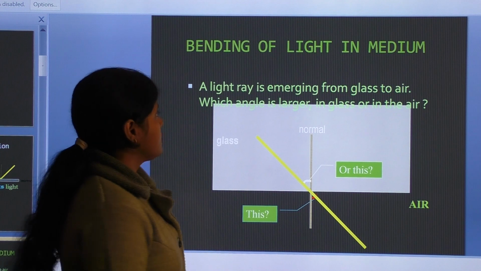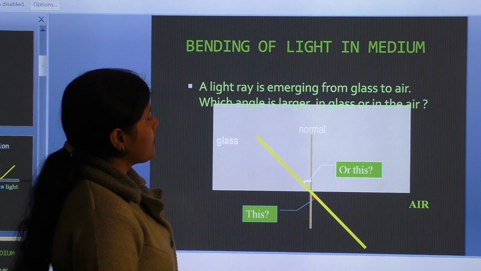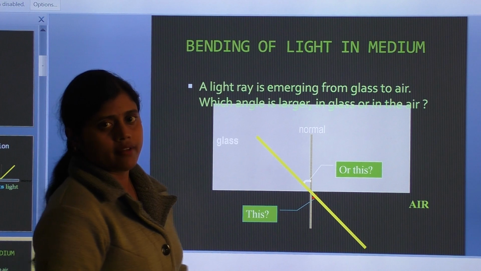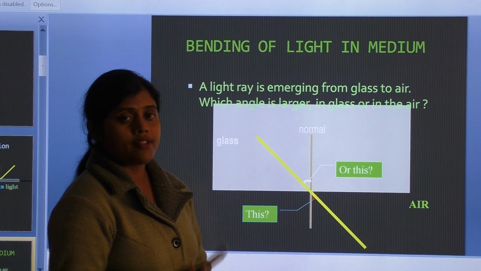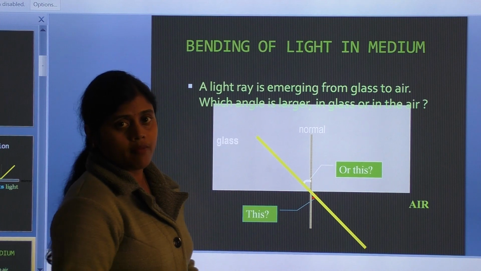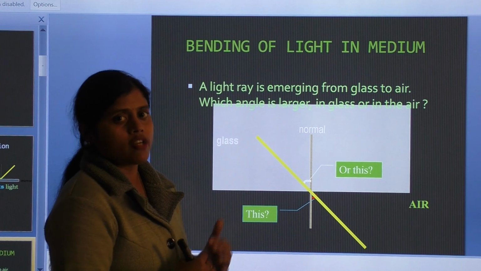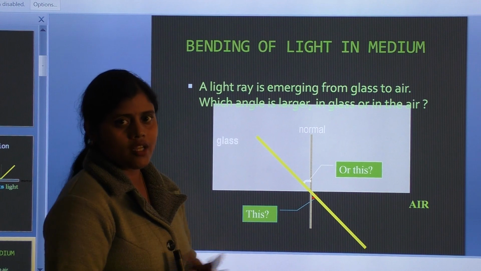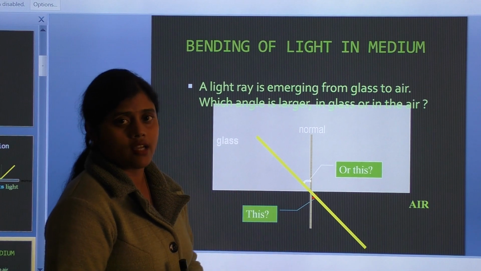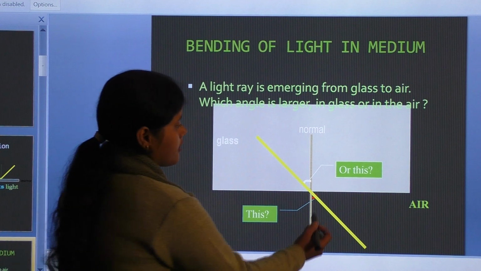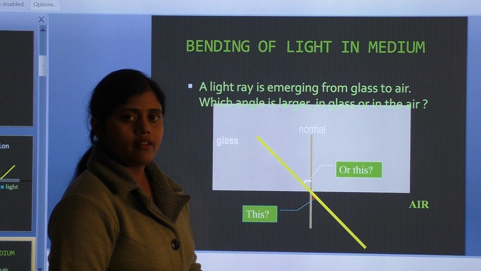I want to ask you a question. A light ray is emerging from glass to air. Which angle is larger, in glass or in the air? Just now we saw that in refraction, while light is traveling from one medium to another medium, it bends slightly from its original path. So now the question arises, if it is going from glass to air, which angle is larger? The answer is this angle is larger, the red marked one. This is the larger angle.